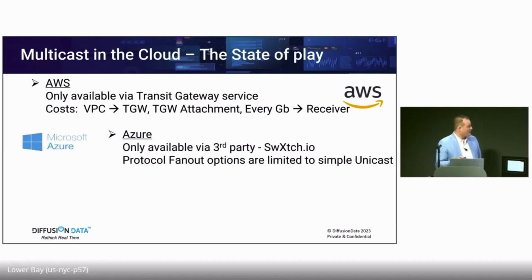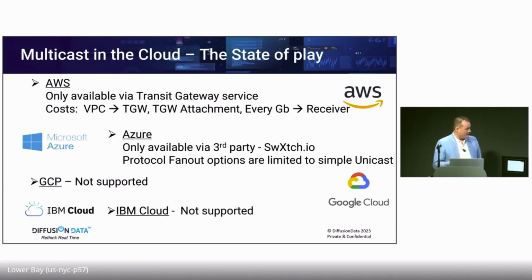On Azure, it is only available through Switch.io or SWX Switch.io. It's a third party, and all it provides in terms of fan out is a simple unicast connection. So there's no intelligence whatsoever in terms of getting all of this data out to the world. It's a simple socket. Anybody can write a socket. On GCP, it's not supported today, and then finally on IBM Cloud, it's not supported today as well.